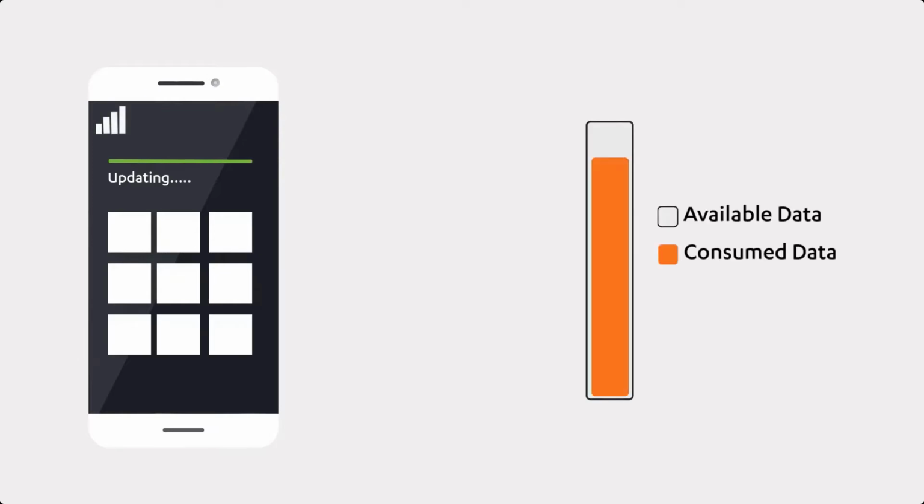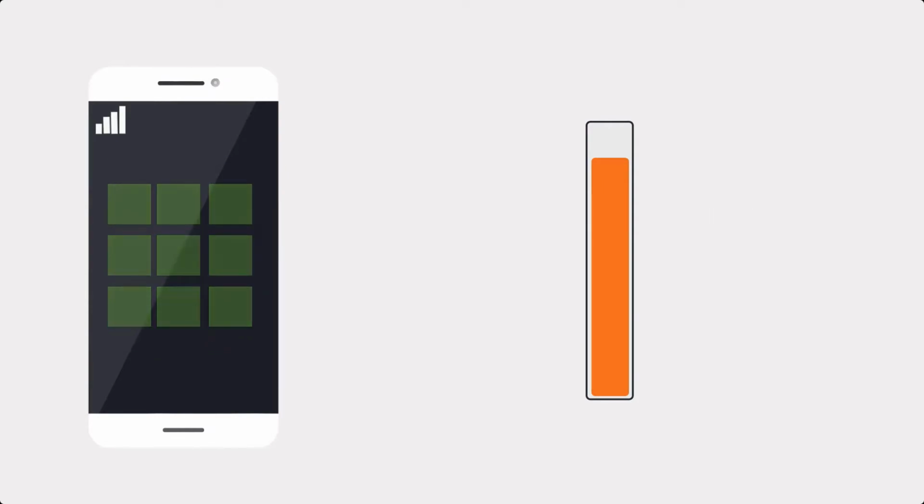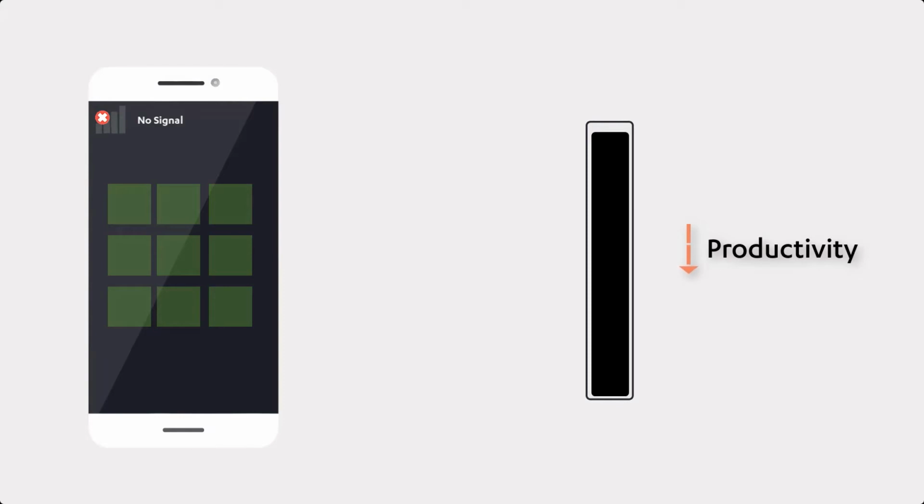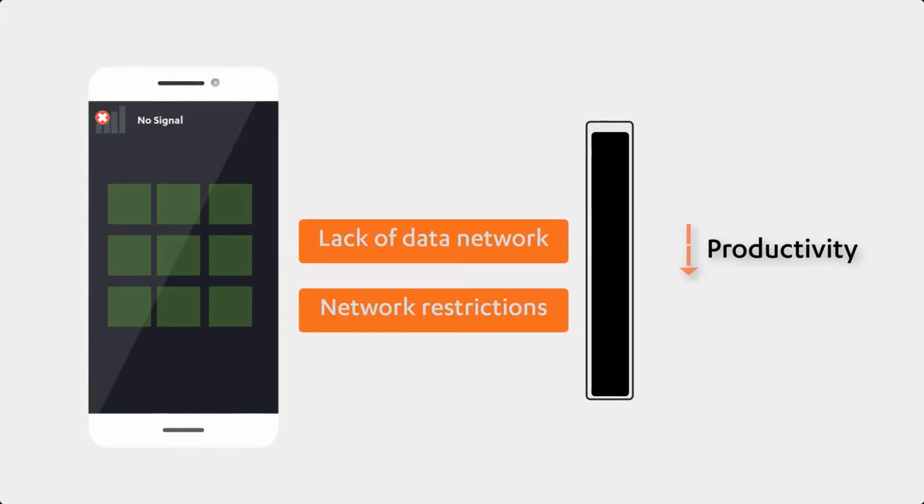Let us see the common issues faced while using a mobile app. 1. Typically, online apps consume a lot of data. Even when a minor change is made to the app data, sync happens for the entire payload. 2. In locations with network limitations, accessing data from the backend service may impact productivity negatively. Limitations may include lack of data network or network restrictions.